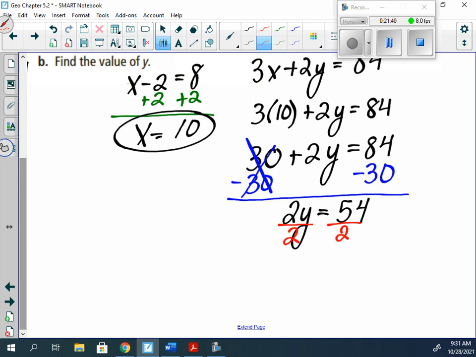Divide both sides by 2. And that's it. That's all we have to do for this here.